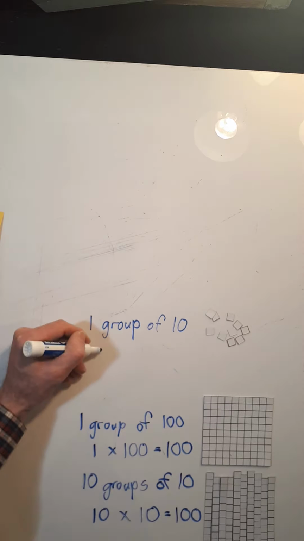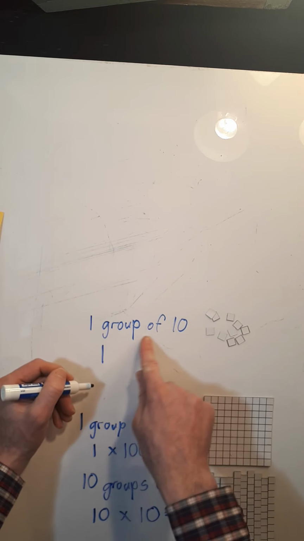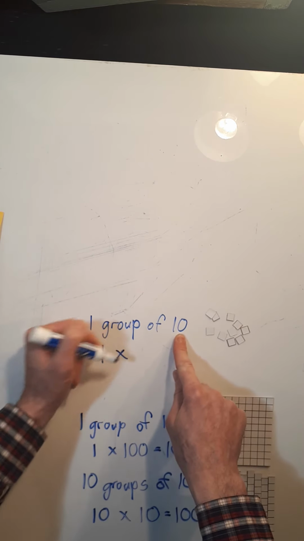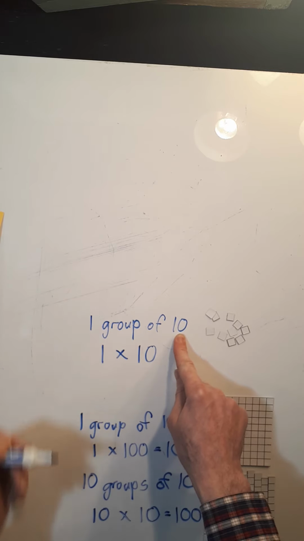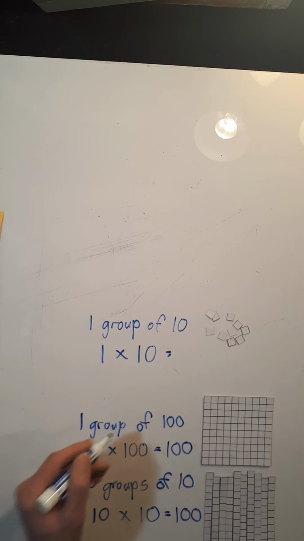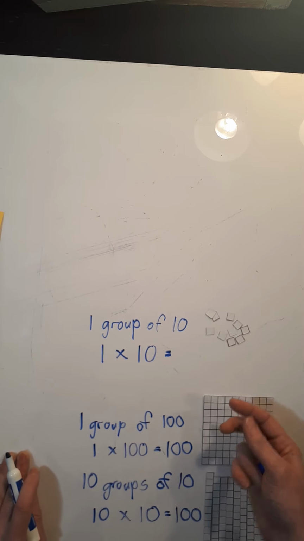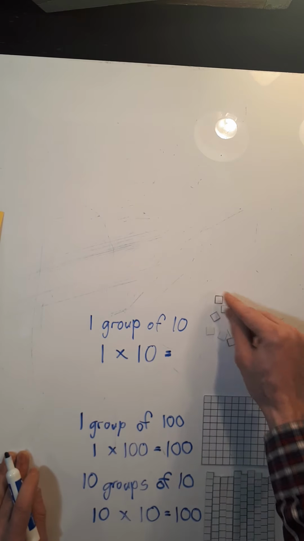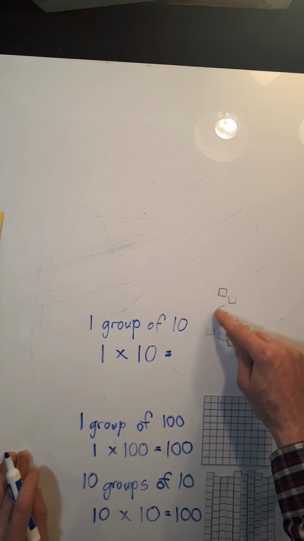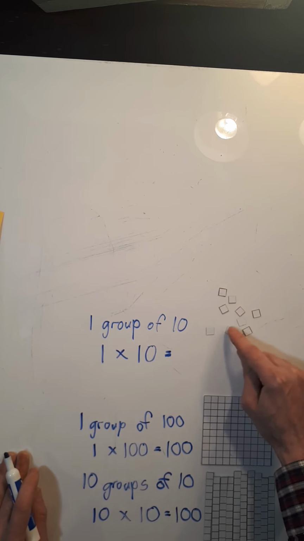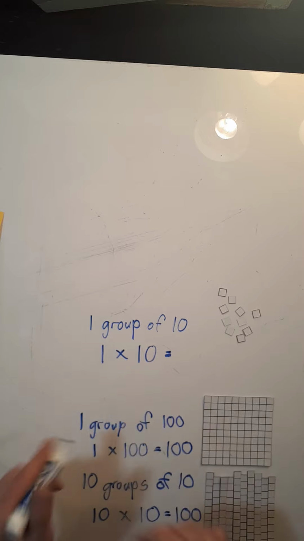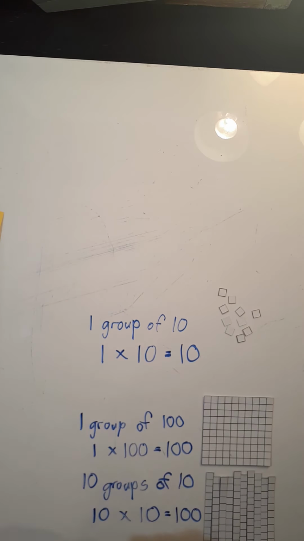We've got one group of 10 blocks, and this is probably our easiest multiplication equation to actually figure out by looking and feeling, because we can just look and count easily. 1, 2, 3, 4, 5, 6, 7, 8, 9, 10. 1 multiplied by 10 equals 10.